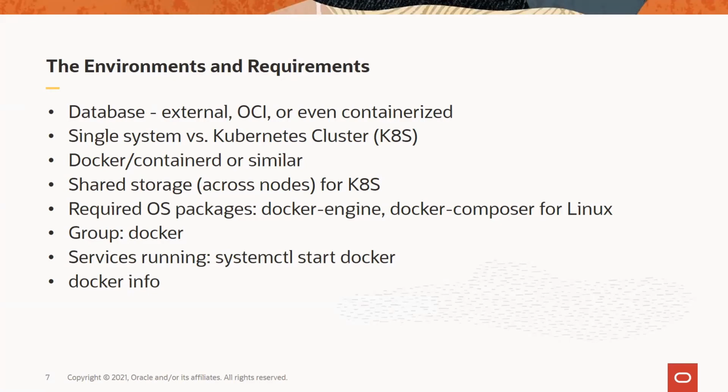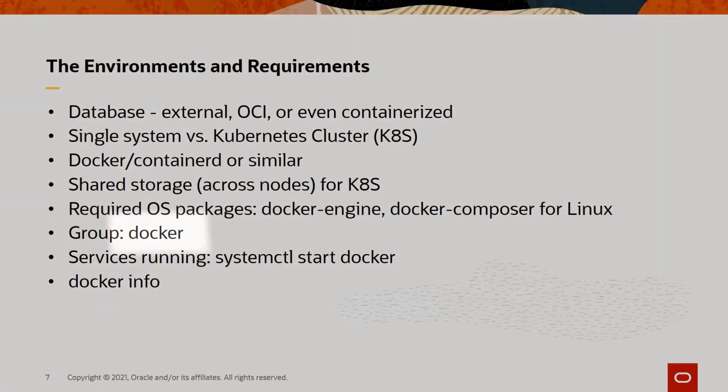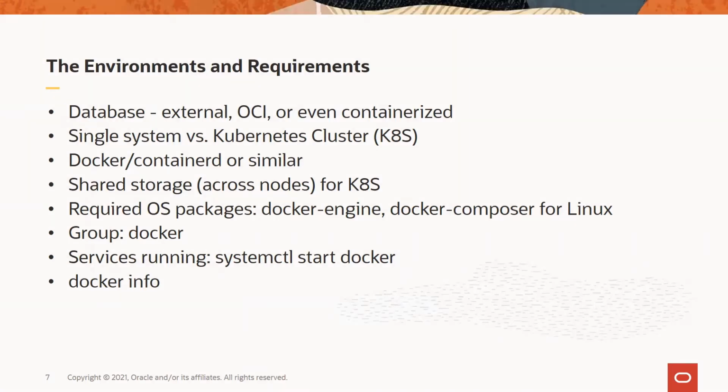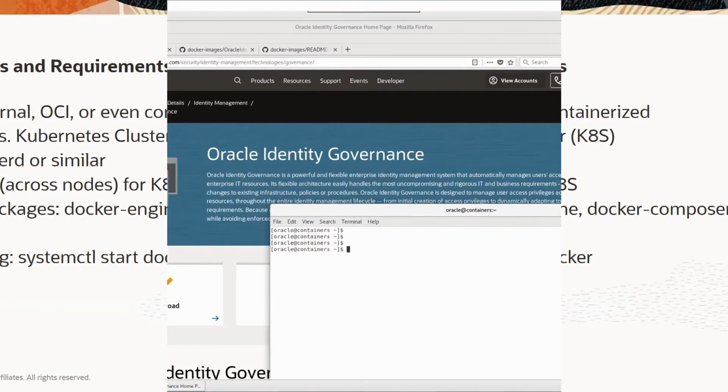For a simple Docker deployment, it's enough to have a recent Docker or Docker engine set up. The docker-engine and docker-compose packages and any of the dependencies that they have will need to be installed. Then we'll need to add users to the Docker group so that those users can run the Docker commands. The Docker system service will need to be started and running, and we should get a healthy response from Docker commands.